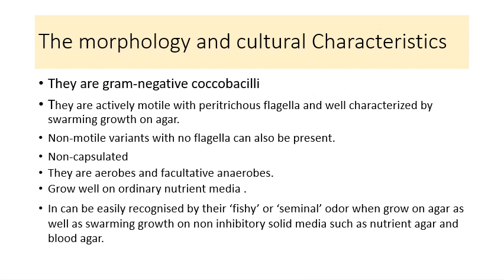Another important feature that can help us to identify this bacteria is the fishy odor that they produce when they are growing on agar. So this fishy or seminal odor is another feature that we can use to recognize the Proteus species when they are growing on the agar plate, such as the nutrient agar and the blood agar. This, in combination with the swarming growth, makes it very easy to identify and characterize the Proteus bacteria.